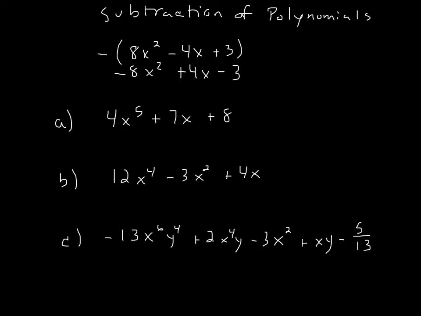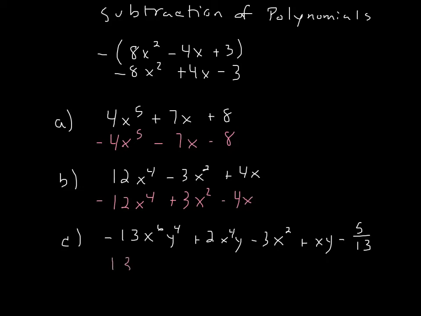Okay, so hopefully you did that. These are the answers you'll get. If you did the additive inverse of this whole problem, you would get negative 4x to the fifth minus 7x minus 8. Hopefully you got that. Next one, negative 12x to the fourth plus 3x squared minus 4x. We just switched the signs of everything, right?